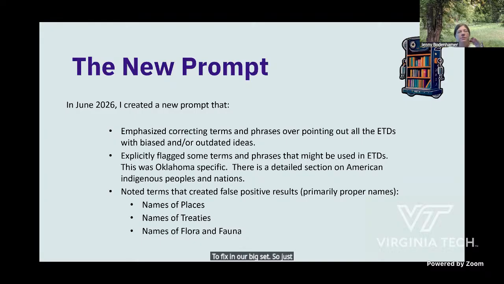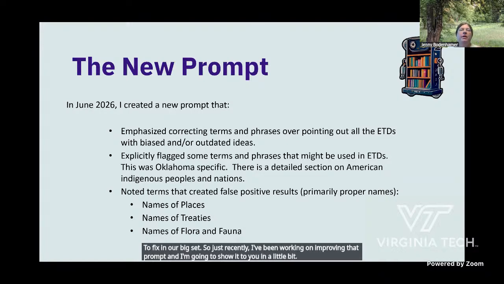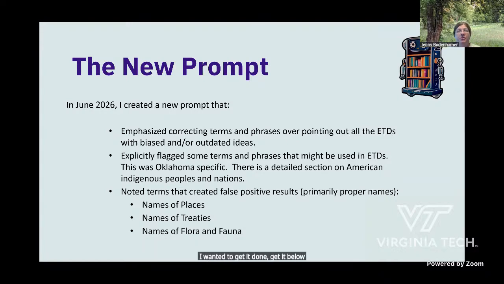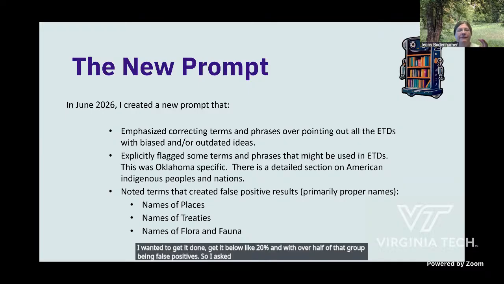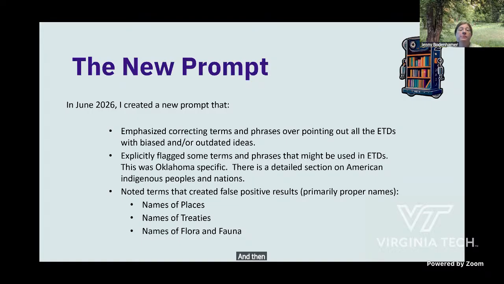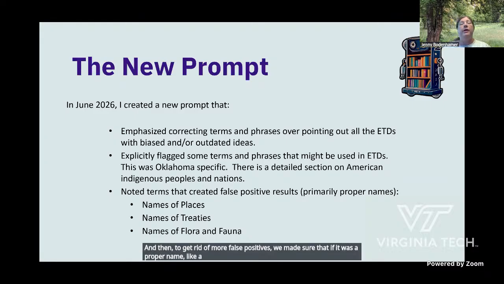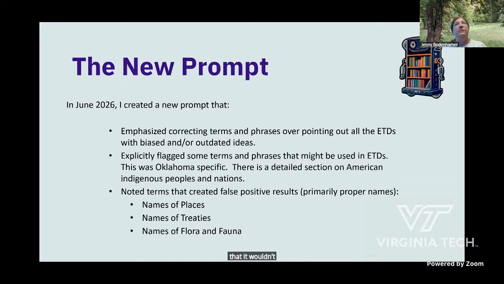So just recently, I've been working on improving that prompt, and I'm going to show it to you in a little bit. I wanted to get it below like 20%, with over half of that group being false positives. So I asked it to explicitly flag terms and phrases. And then we started working on examples that were Oklahoma specific. And to get rid of more false positives, we made sure that if it was a proper name, like a place name or a treaty from the 1800s or an actual name of flora or fauna, it wouldn't just immediately throw it out, even though that name isn't as appropriate as it used to be.